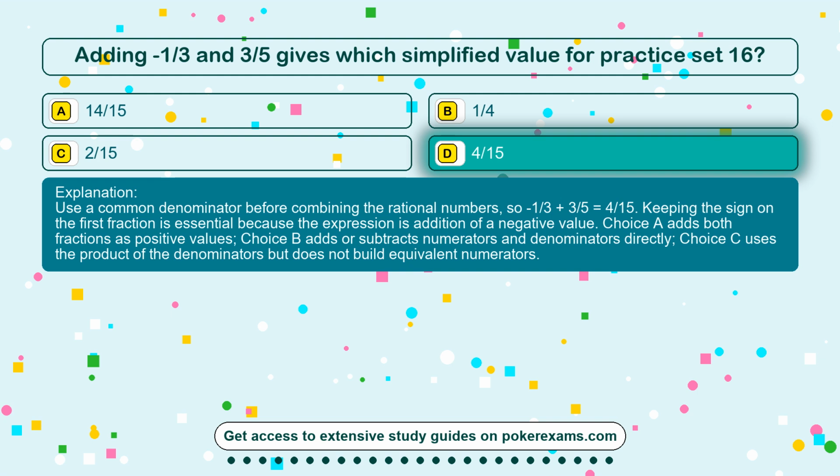Use a common denominator before combining the rational numbers, so -1/3 plus 3/5 equals 4/15. Keeping the sign on the first fraction is essential because the expression is addition of a negative value. Choice A adds both fractions as positive values, choice B adds or subtracts numerators and denominators directly, choice C uses the product of the denominators but does not build equivalent numerators.